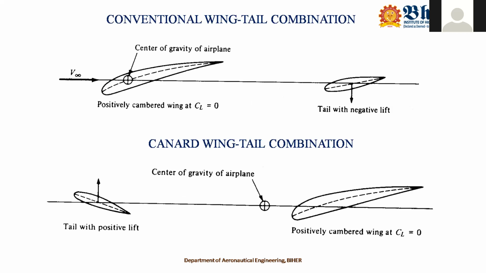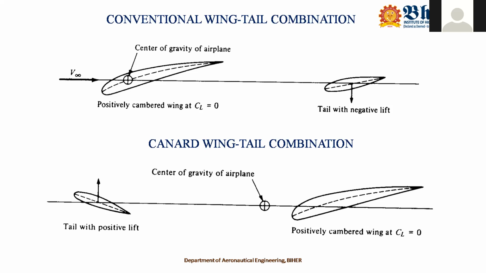Yes. So now you see, the first one is the conventional wing-tail combination, and the second one is the canard type combination. As for why it is conventional and why it is canard: if the tail is placed behind the wing, then it is a conventional type combination. When the tail is placed ahead of the wing, then it is a canard type combination.